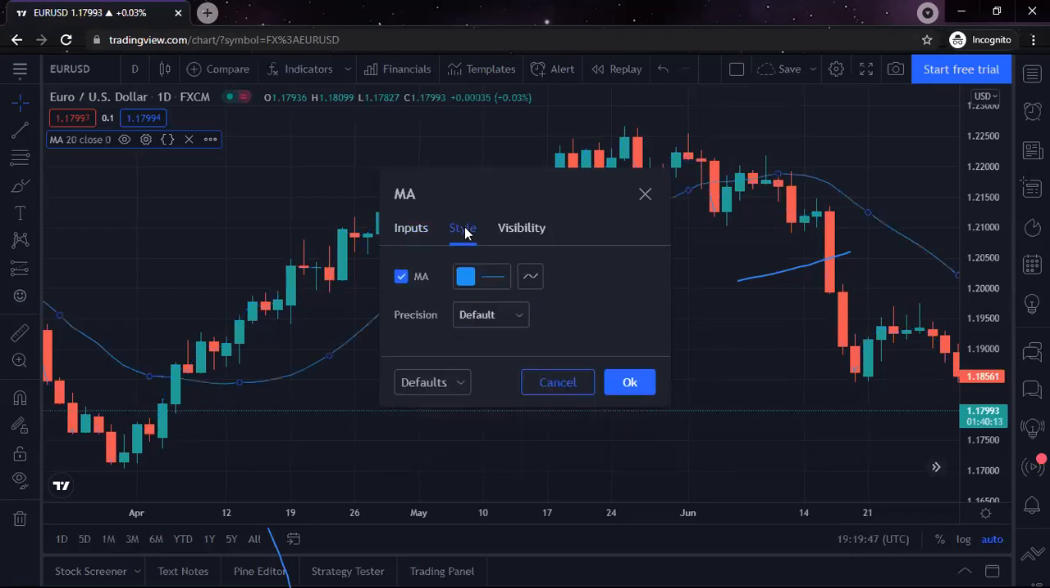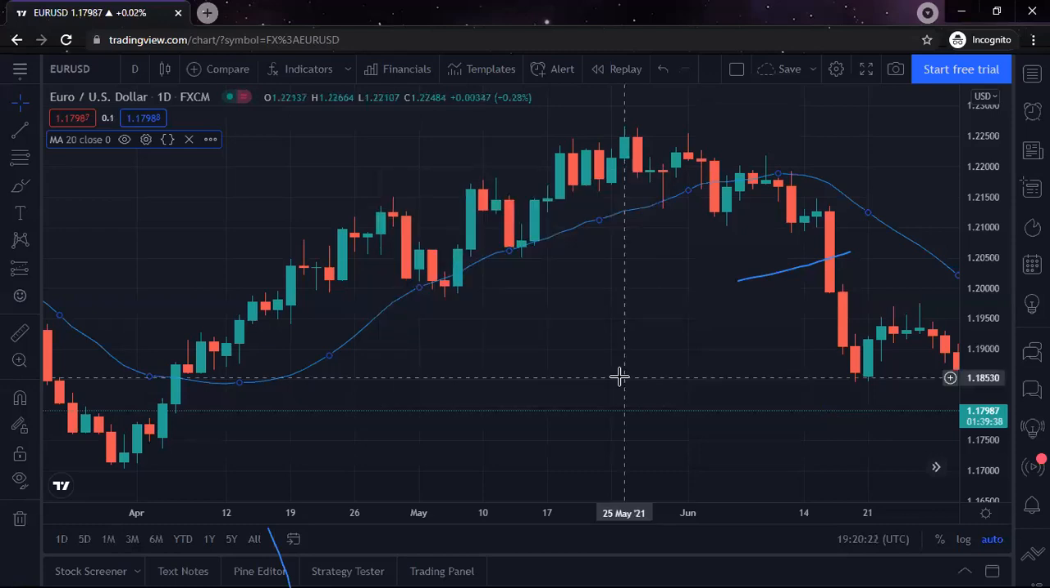Let's go to our style. What color do you think we should give to our 20 moving average? I want this class to be interactive. What color should we use for the 20 moving average? Let me know what color. Blue. Okay, it's already blue. Let's leave it blue. So we click on OK. Since we want the blue color, we click on OK and leave it like that. So now we have our 20 period moving average.